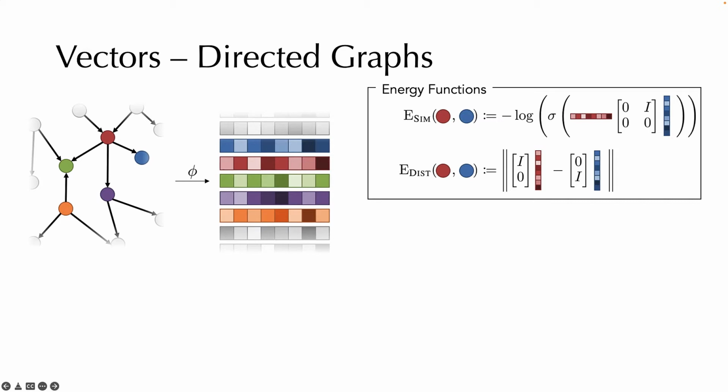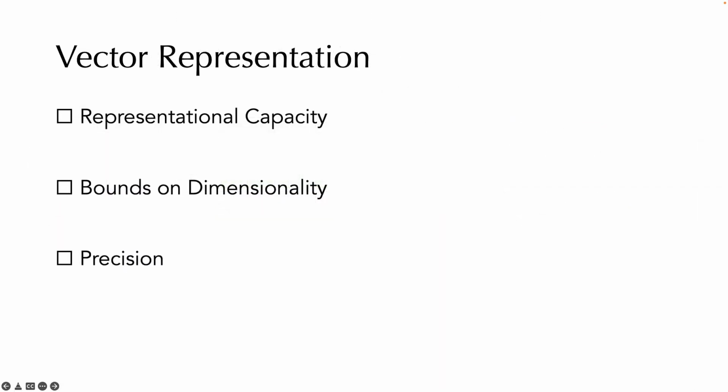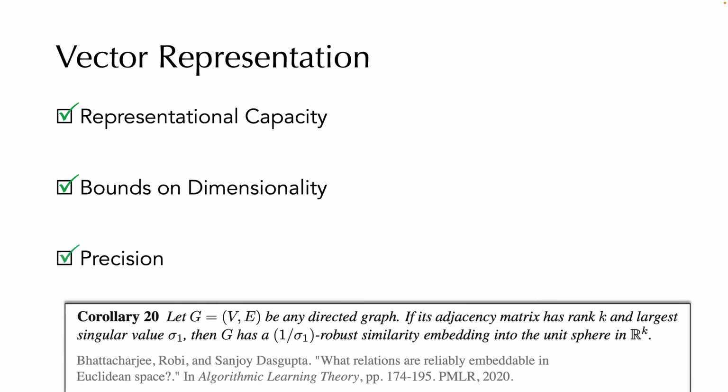Inspecting the forms of the existing energy functions immediately suggests 2 obvious generalizations by replacing the fixed matrices with learned weights. Observing that each model is a generalization of the other yields the displayed relationships for graph representability. Thus, for vectors we have a theoretical understanding of their representational capacity and bounds on the dimensionality required for this representation. In addition, it has been shown that there is a trade-off between dimensionality and precision, which has been investigated rigorously for vectors as well.